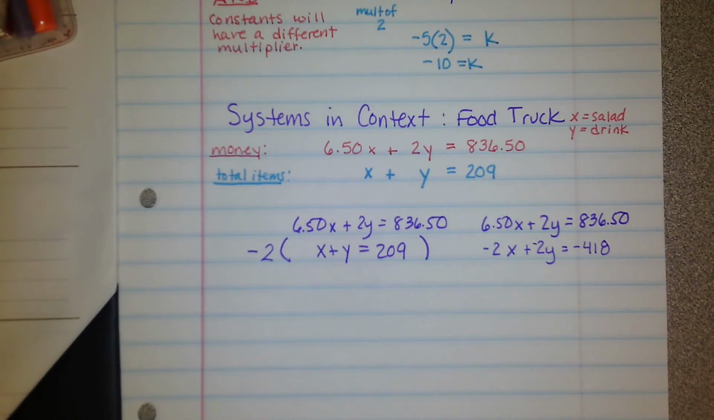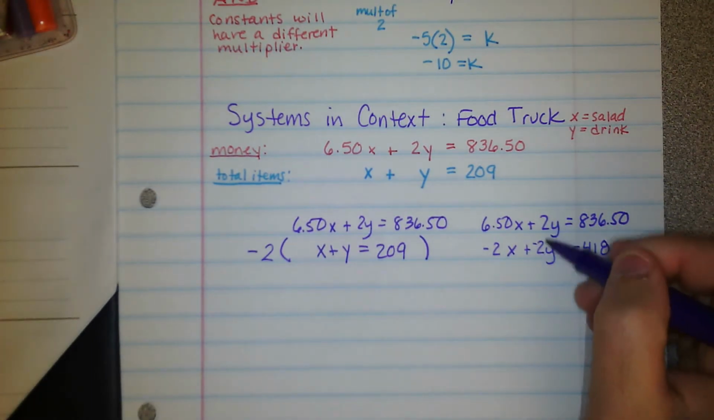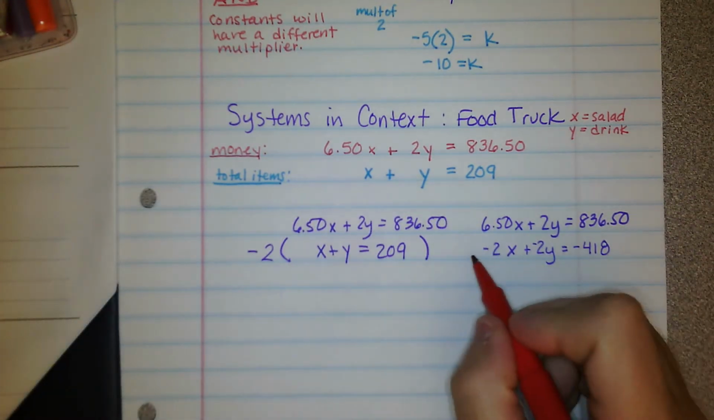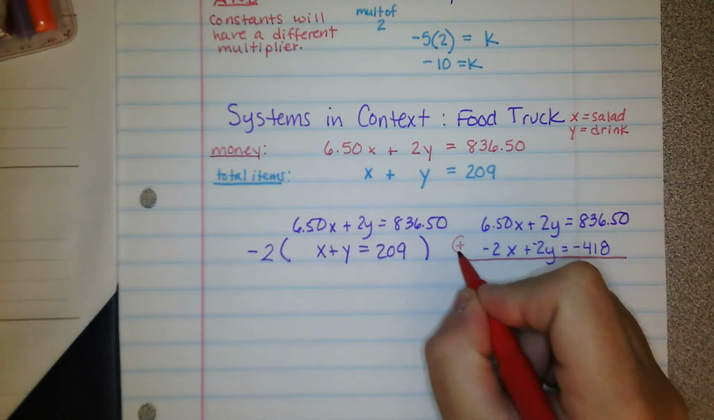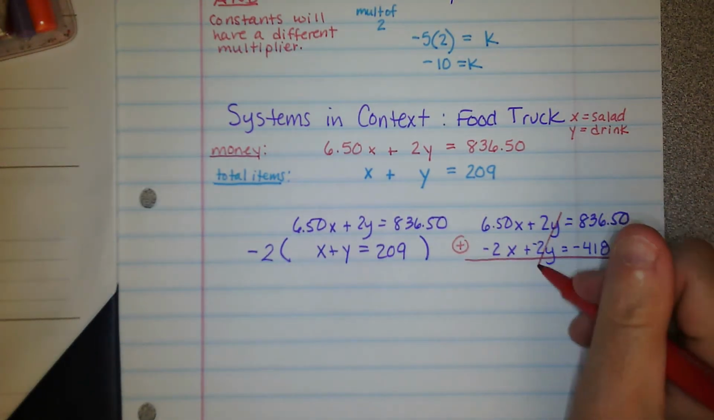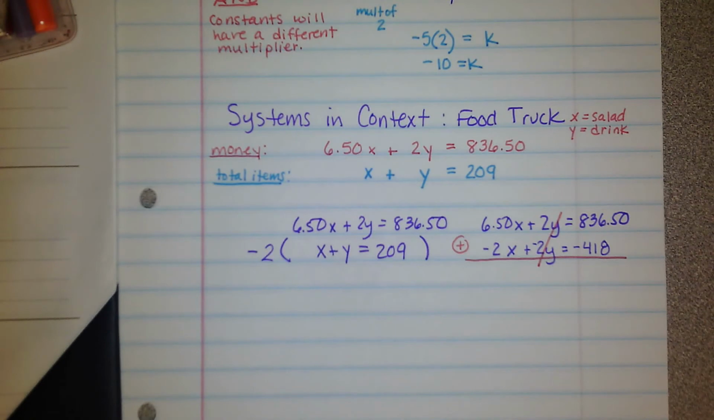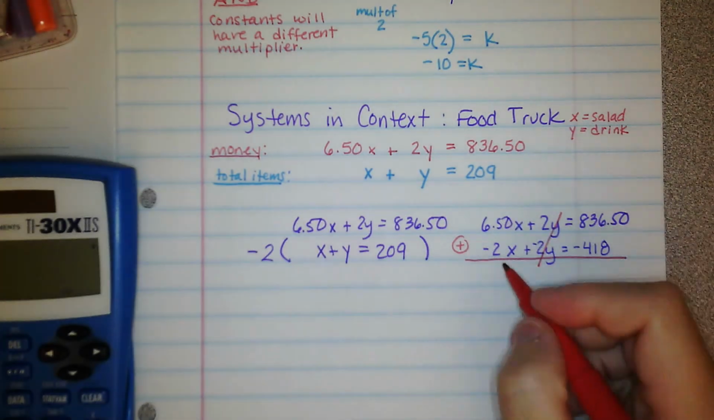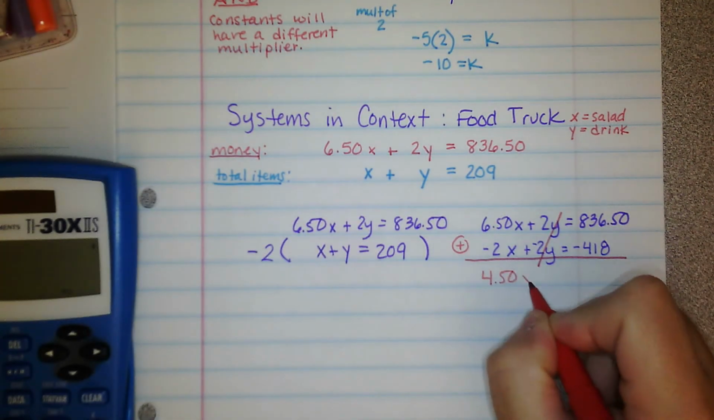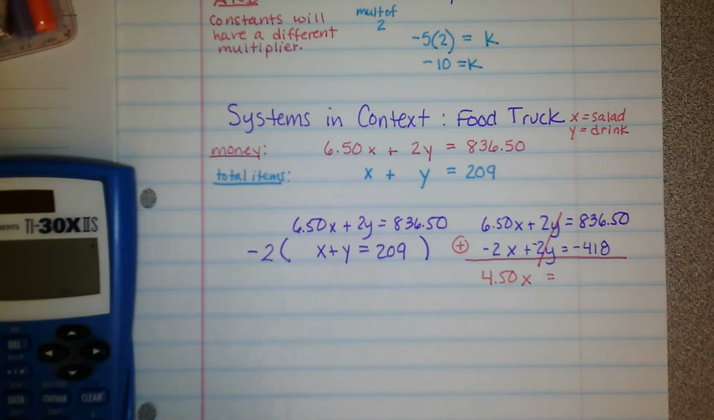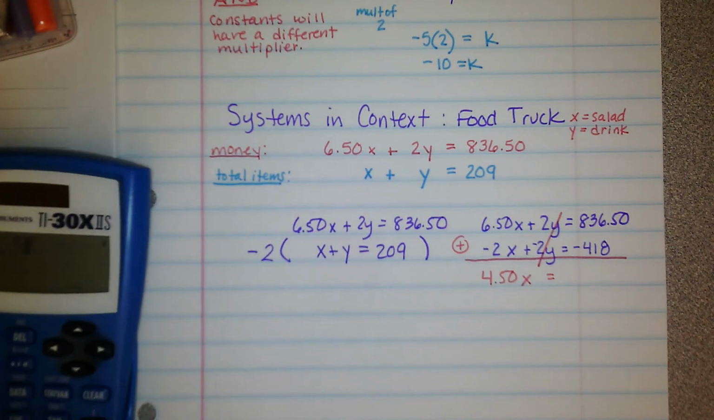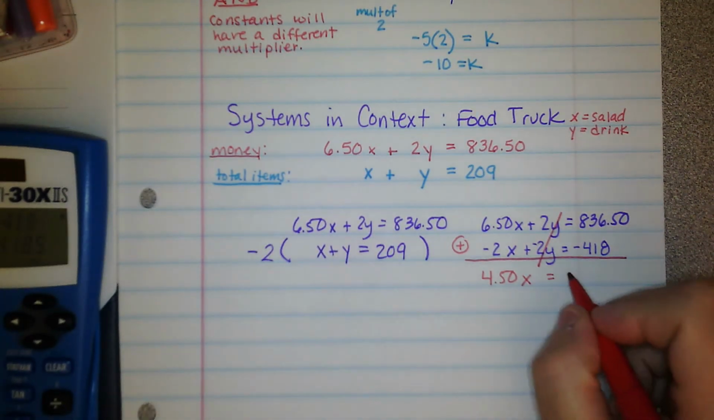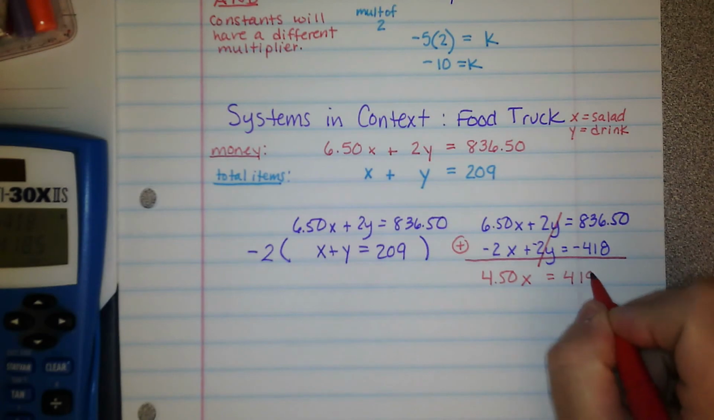At this stage of the game, we have our Y's that are the same constant with different signs. So I am ready to eliminate. I'm going to take it and add down. The Y's eliminate. I don't really need a calculator for that part. 6.50 minus 2 is going to give me 4.50. But I am going to be real careful with this one. 836.50 minus 418 is 418.50.